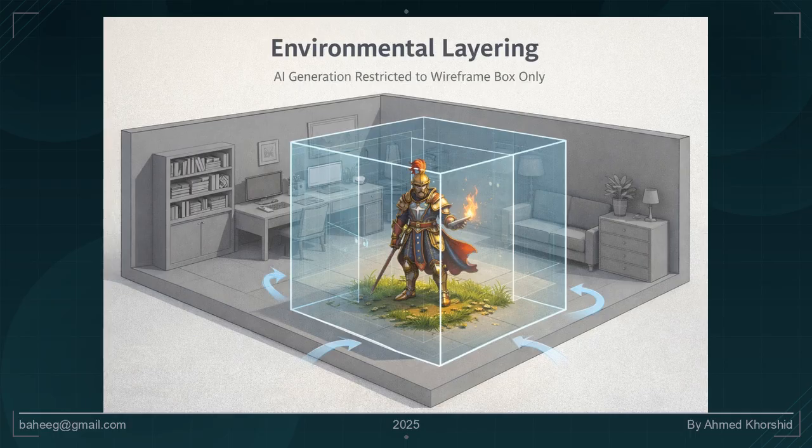Figure: extra detailed AI-ready prompt for an AI-generated diagram showing environmental layering. A 3D isometric view of a digital room. The background, walls, and furniture, is highlighted in solid gray, locked. A transparent wireframe box creates a stage in the center where a colorful, generated character is placed. Arrows indicate that the AI generation is restricted only to the wireframe box, leaving the room untouched. Style: clean architectural rendering, soft lighting.